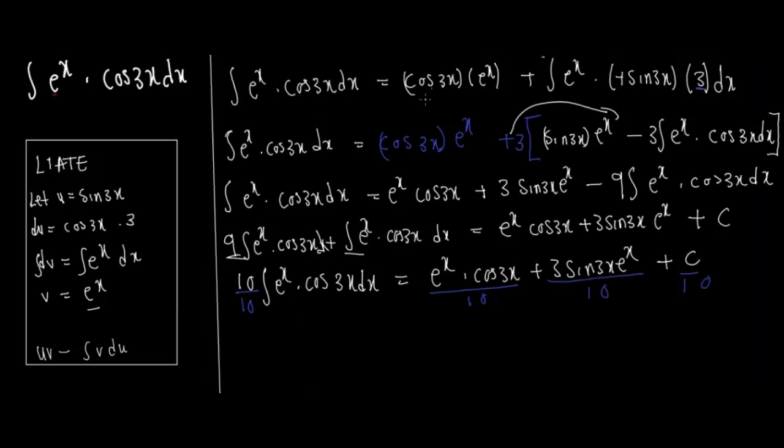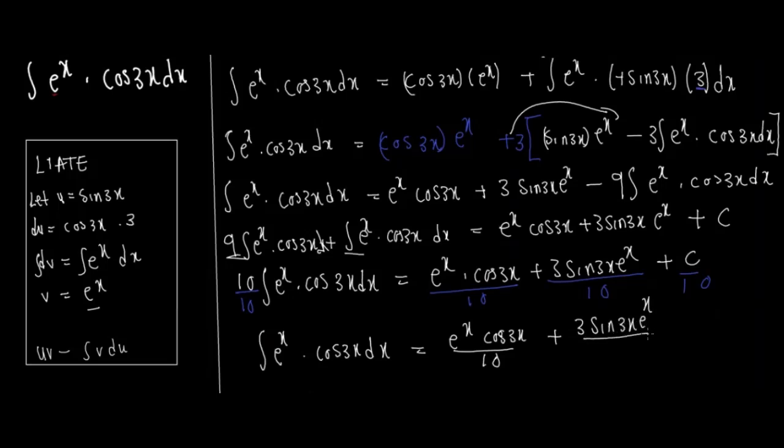So we'll have the integral of e to the x times cosine of 3x dx, which is equal to e to the x, the cosine of 3x over 10, plus 3 sine 3x e to the x divided by 10. And c divided by 10 is a constant. So you're going to add c here.